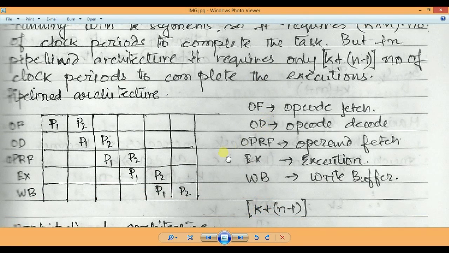Suppose this is an instruction, and as you know, in an instruction there are a few stages. First is opcode fetch, then opcode decode, then operand fetch, then execution, then write buffer. These are the 5 stages in which each operation or instruction is broken down. So these 5 are the 5 segments. So k in this case is 5.